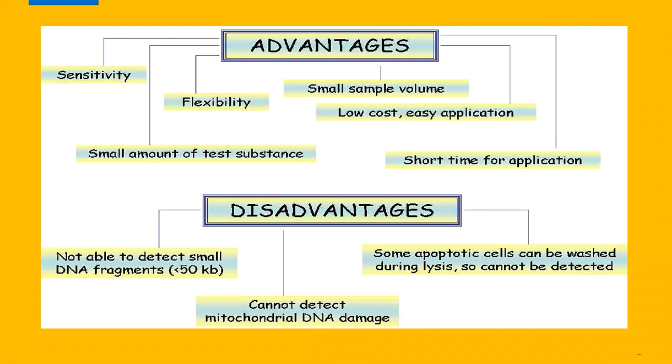As it has several advantages, it also possesses certain disadvantages, which include that it is not able to detect small DNA fragments. It is not easy to detect the mitochondrial DNA damage, and certain apoptotic cells can be washed away during lysis, and so they cannot be detected.